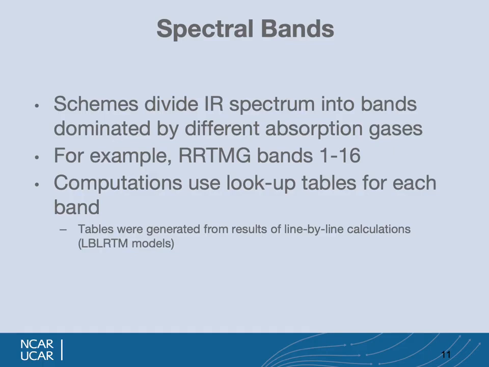So the schemes divide the spectrum into bands. Typically for RRTMG there are 16 bands. The computations in these bands use lookup tables that are generated by more accurate line-by-line radiation models.